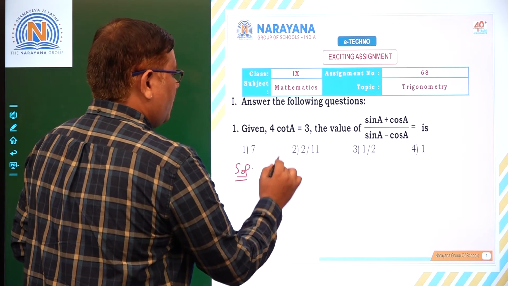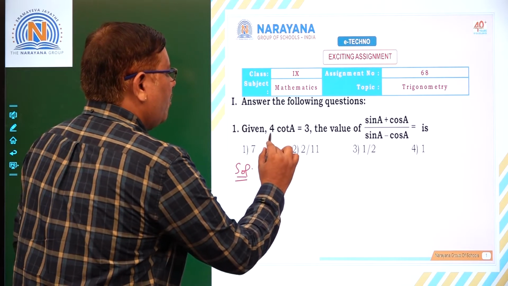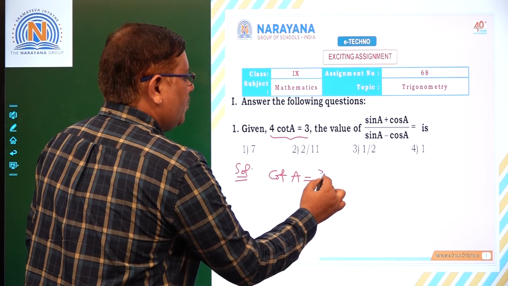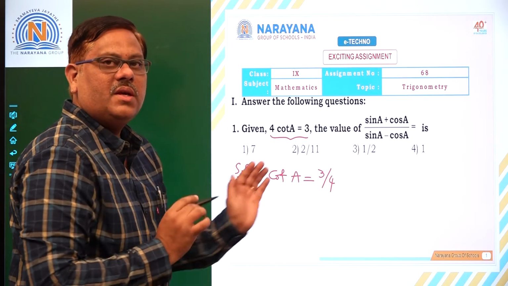What is given for us? 4 cot A is equal to 3. If 4 cot A is equal to 3, we can say cot A is equal to 3 upon 4. Cot A value is 3 upon 4.